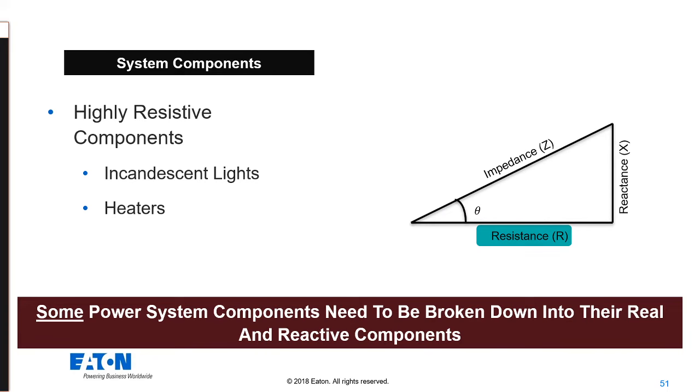Now, highly resistive components are your heaters. This is going to be all resistance, basically. Your heater elements are resistive elements that you turn on and heat up, so that's almost as pure resistance as you can get. Your incandescent light bulbs, which we rarely see anymore in our power distribution systems, are typically purely resistive.